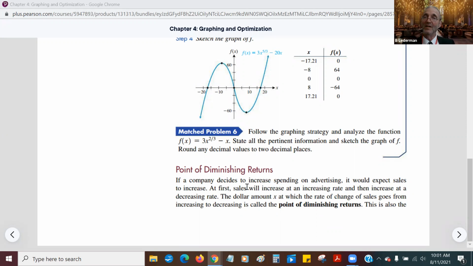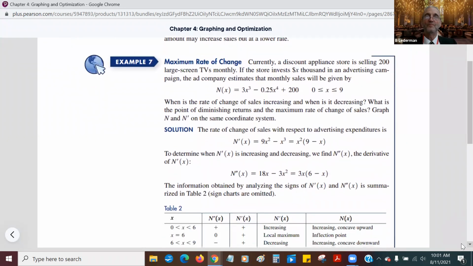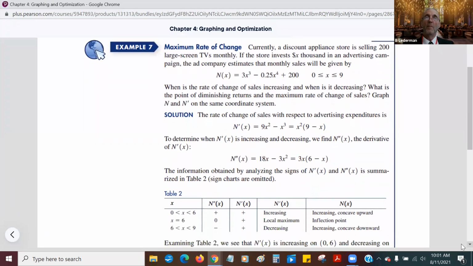Well, this sounds very second derivative-ish to me, and point of inflection-ish for me. And guess what? That's exactly what it's going to be. So let's look at an example. And like I say, money spent beyond this point of diminishing returns may increase sales. It can still increase sales, but at a lower rate. The effect won't be as dramatic. And it could even get to a point where the increase in sales is not worth the cost of the advertising.